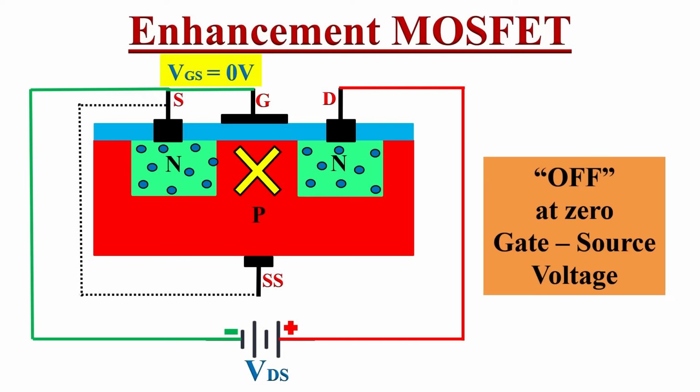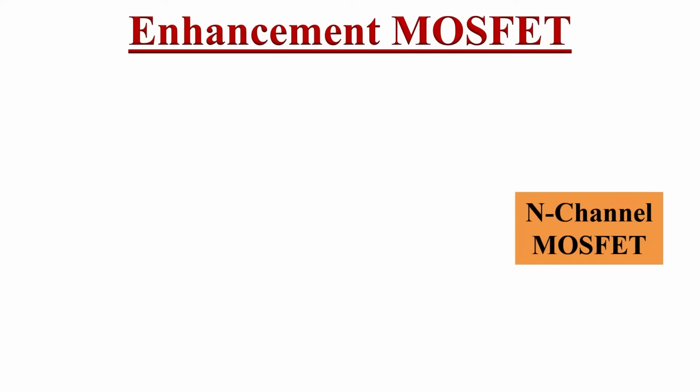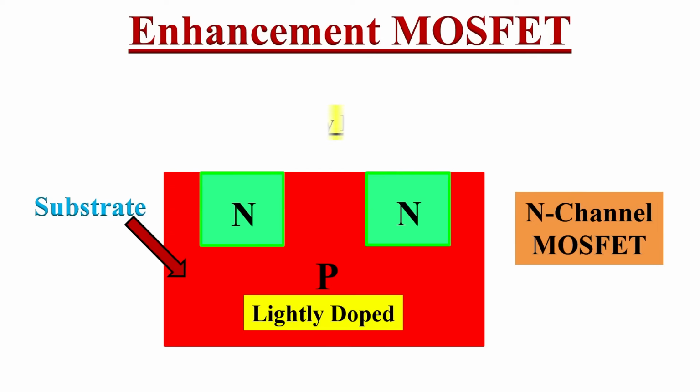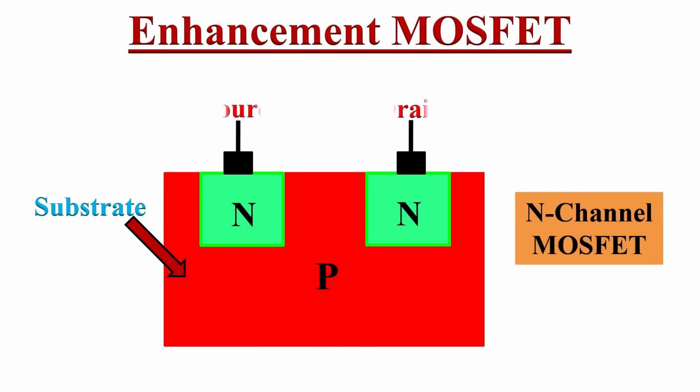Let's discuss the construction of an N-channel enhancement type MOSFET. Just take a block of lightly doped P-type semiconductor. This block will be a base for MOSFET. We also call it a substrate. The entire MOSFET will be fabricated on this substrate. Next, two heavily doped N-type semiconductors are diffused on this substrate. Source and drain terminals are brought out through metallic contacts from these two N regions.